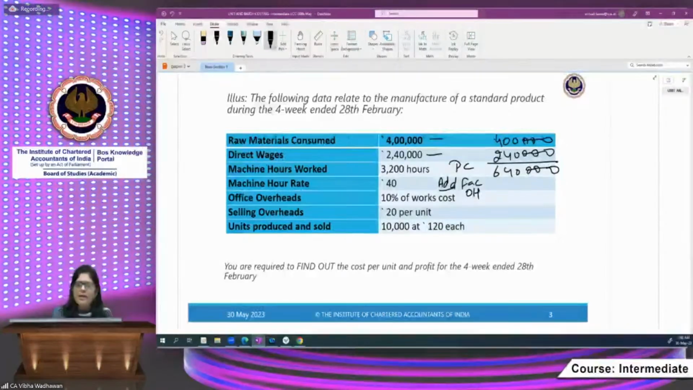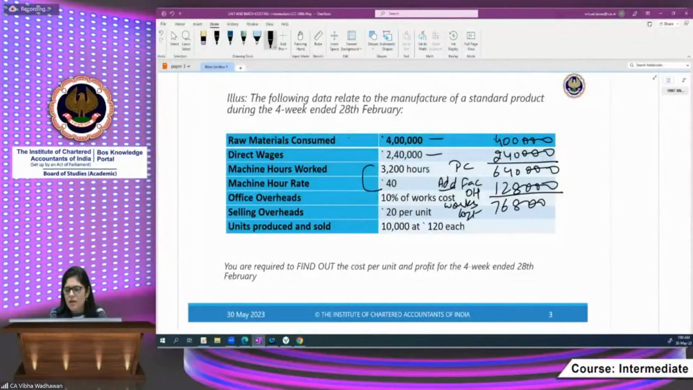Factory overhead: 3,200 hours and 40 rate per hour. Factory overhead will be absorbed on the basis of machine hour rate. I'm repeating, factory overhead will be absorbed on the basis of machine hour rate. So 3,200 into 40. Can I have the answers? 3,200 into 40, 1,28,000. So 1,28,000 is the factory overheads. Then you have the works cost. Factory overhead added will give you the works cost. 7,68,000 is your works cost.